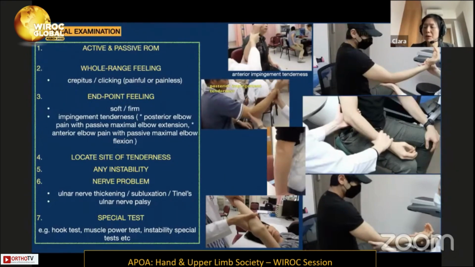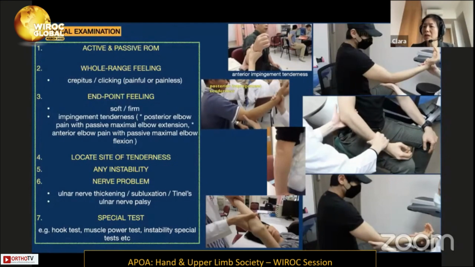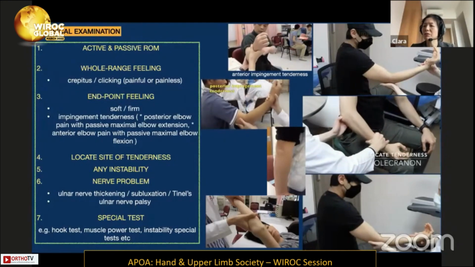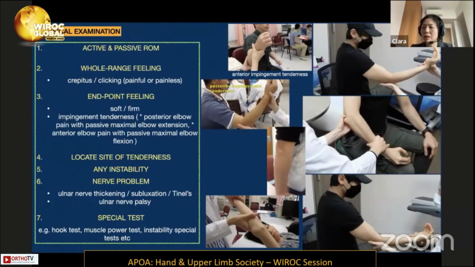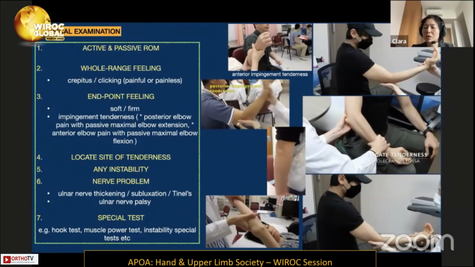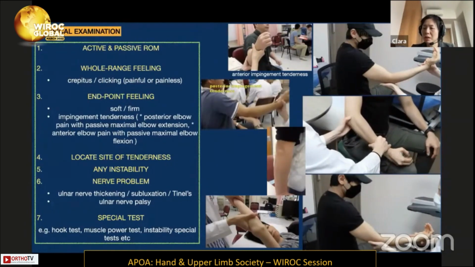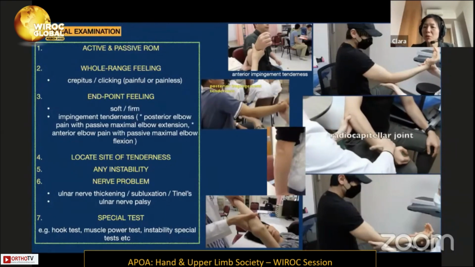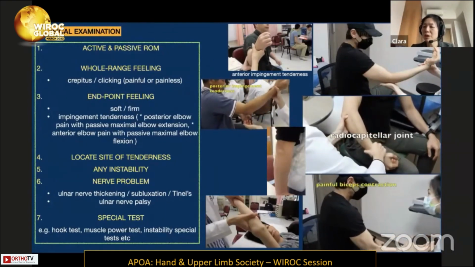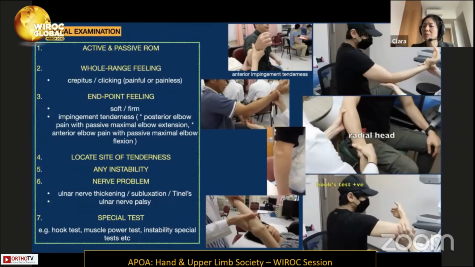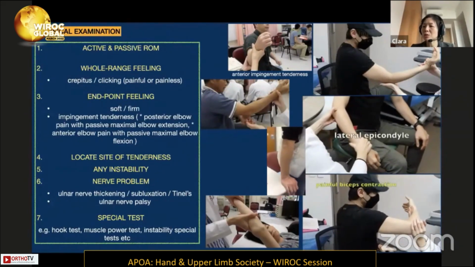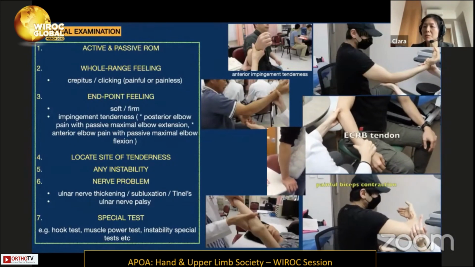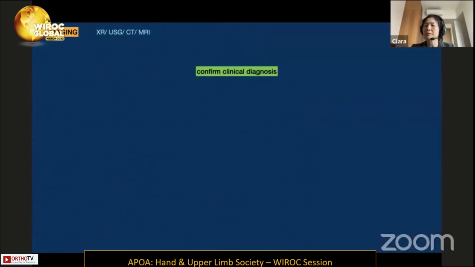and find out any end-range impingement tenderness will signify the blockade causing the impingement. We also need to locate the exact site of the tenderness. That's very useful to help us to locate the pathology and then subsequently tackle it. Tackling the painful pathology usually gives good patient satisfaction. And also we have to look for any instability, feel for the ulnar nerve for any thickening, subluxation or Tinel sign, and do the special tests accordingly, including the test for the biceps tendon instability and so on.